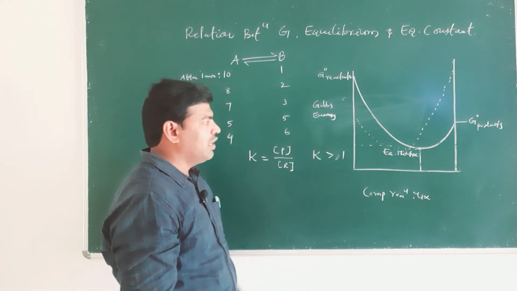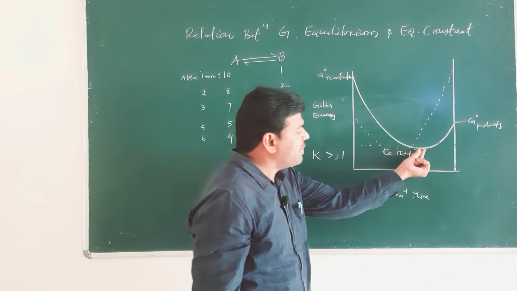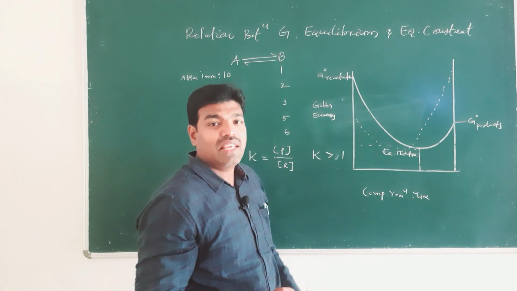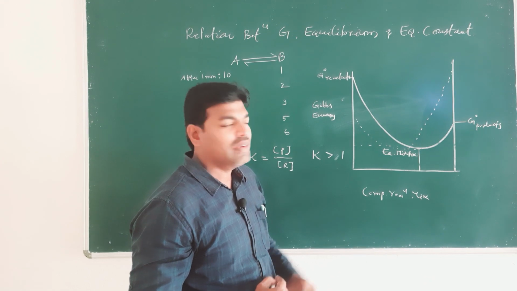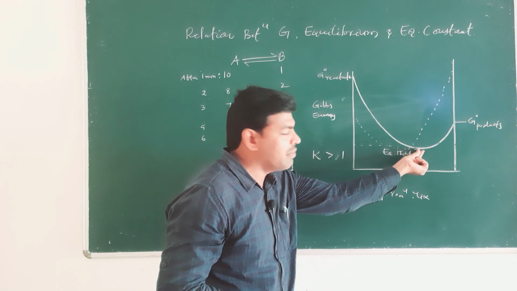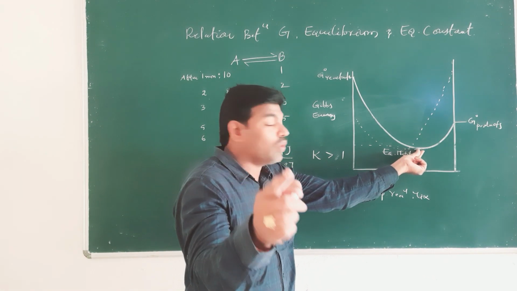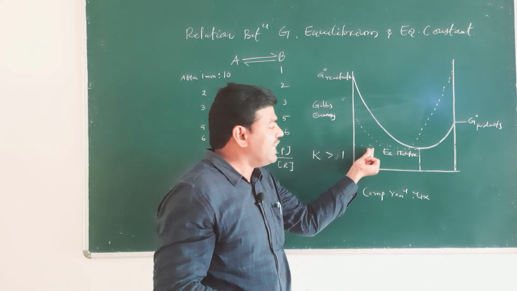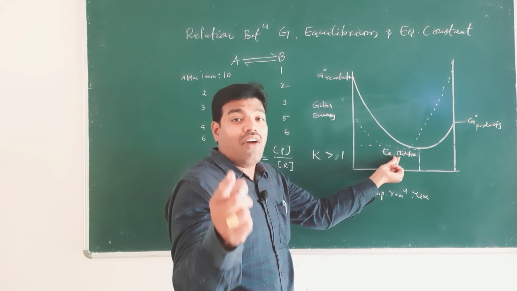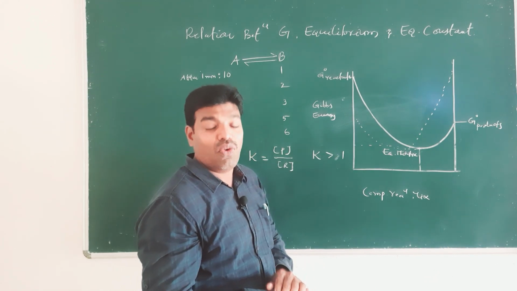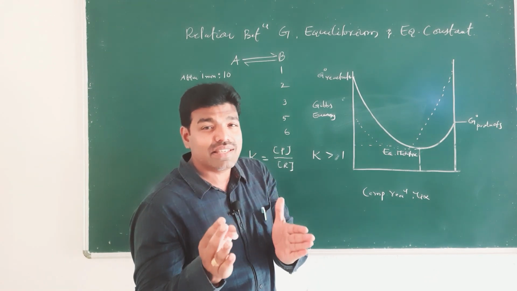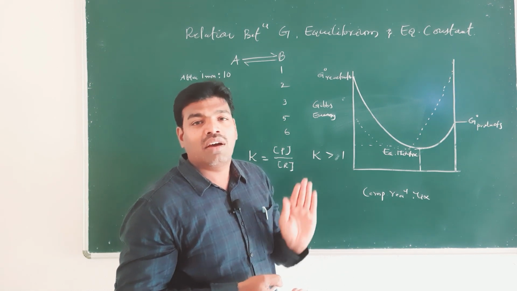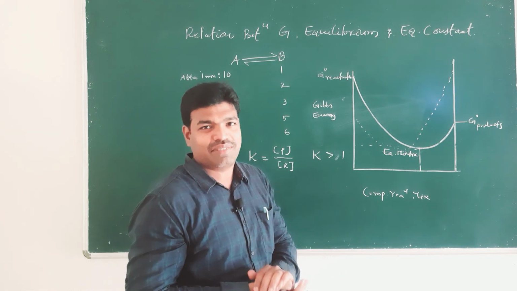For example, if the Gibbs energy minimum lies close to the reactants, then the equilibrium mixture favors reactants. What does it mean? It means that the reaction does not proceed much.